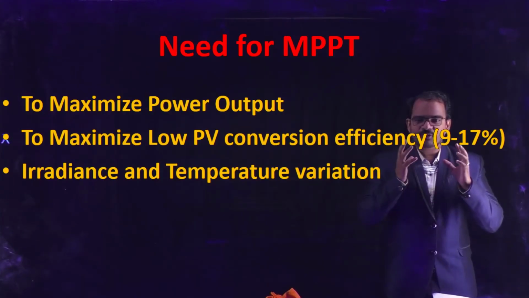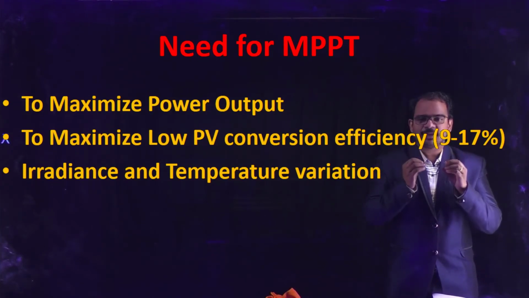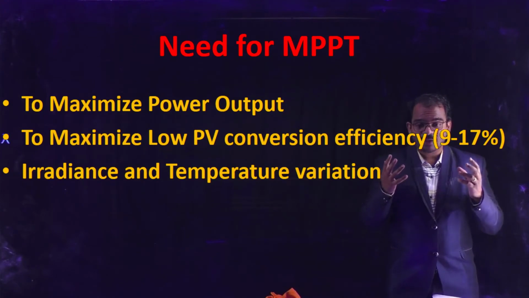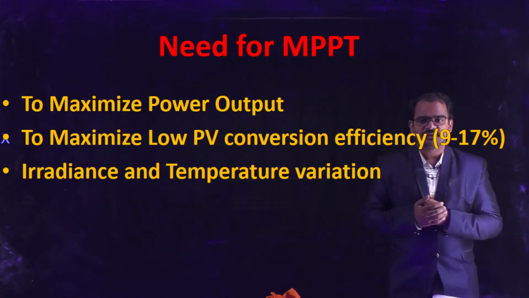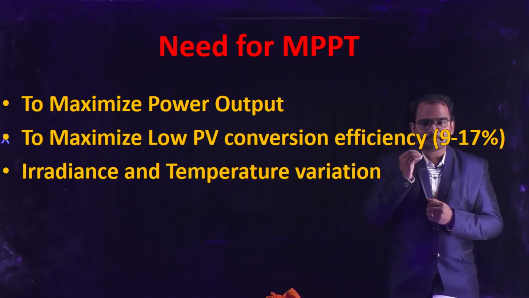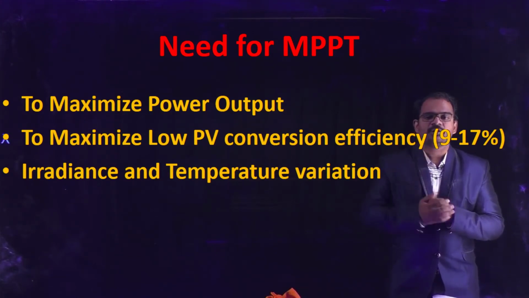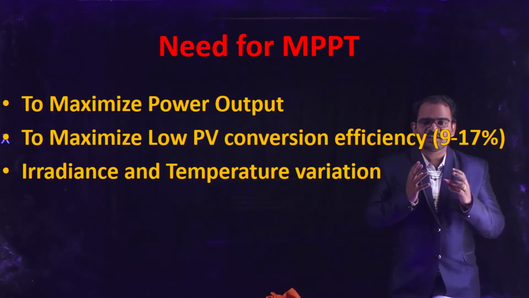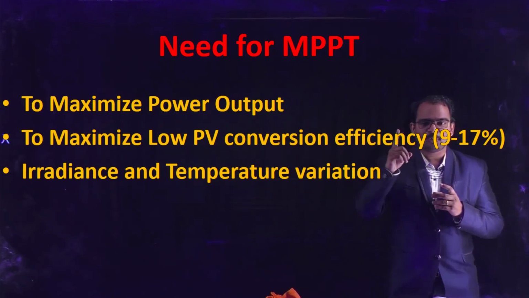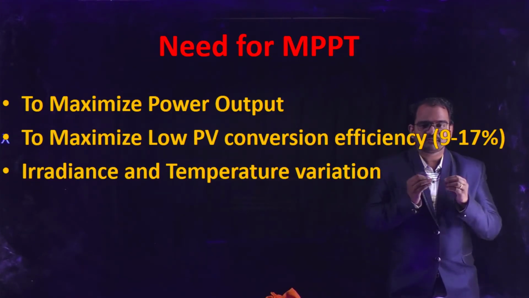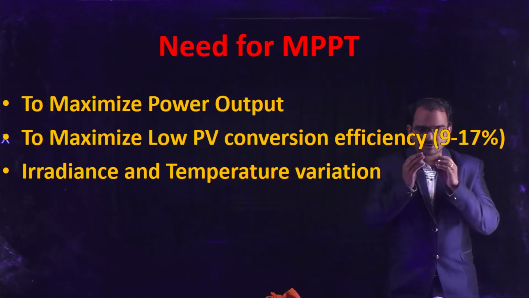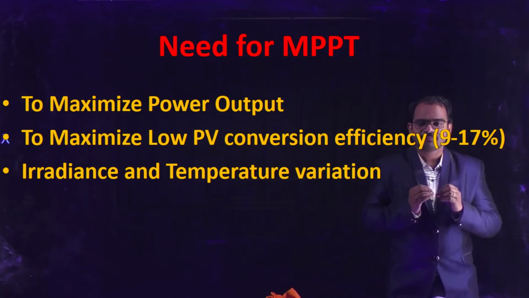So what is the need of MPPT, that is maximum power point tracking? Why do we need to use this MPPT? There are many advantages of using MPPT. The first one is it is used to maximize the power output from a PV module. The PV module will produce the maximum power only when it is operating at the operating point A. So in order to keep the operating point always at A, we use the MPPT tracking. This tracker will track the operating point continuously, and it always maintains this operating point at point A, from where we will get the maximum power.